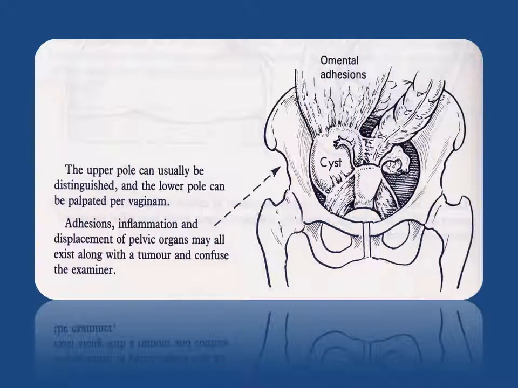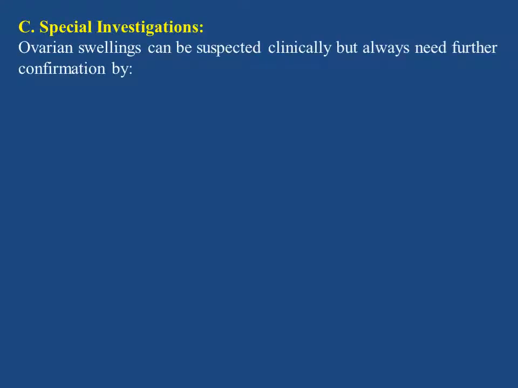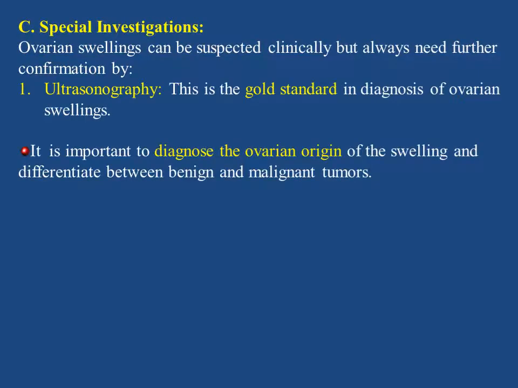The upper pole can usually be distinguished. The lower pole can be palpated per vagina. For special investigations, an ovarian swelling can be suspected clinically. You need to confirm the diagnosis by ultrasound. This is, of course, the gold standard.